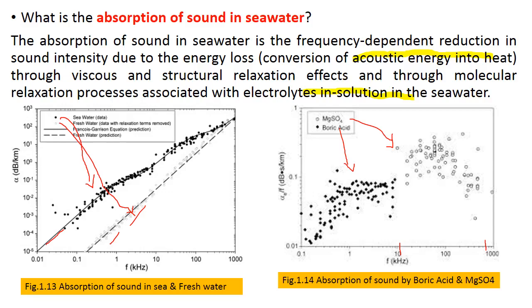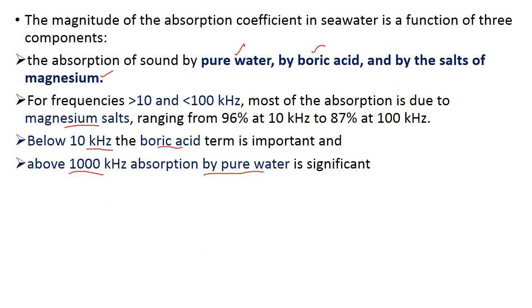The magnitude of the absorption coefficient in seawater is a function of three components: pure water, boric acid, and the salts of magnesium. For frequencies greater than 10 kHz and up to 100 kHz, most of the absorption is due to magnesium salts. Below 10 kHz, the boric acid term is important. Above 1000 kHz, absorption by pure water is significant.